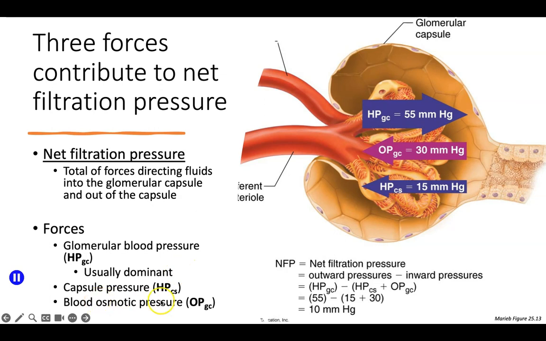Then finally, there is blood osmotic pressure. Because of all those proteins that get left behind in the blood, there's more osmotic pressure in the blood than in the filtrate. Overall, these add up to equal the net filtration pressure. Again, under normal conditions, the net pressure is going to be outward, so that hydrostatic pressure is going to dominate, and on net, you're going to have movement of substances and fluids from the blood into the glomerular capsule.